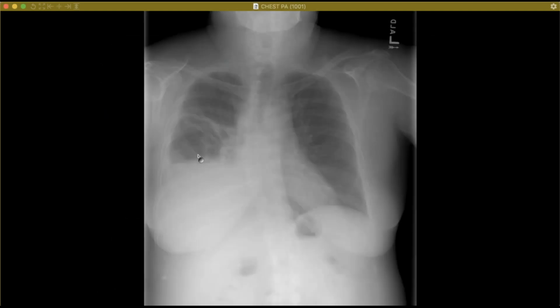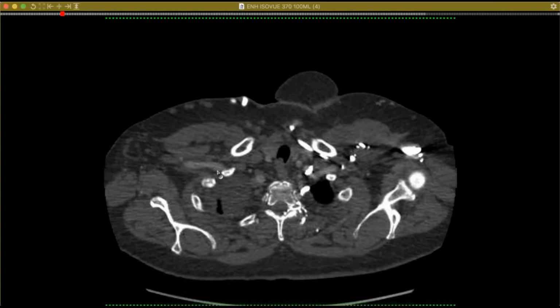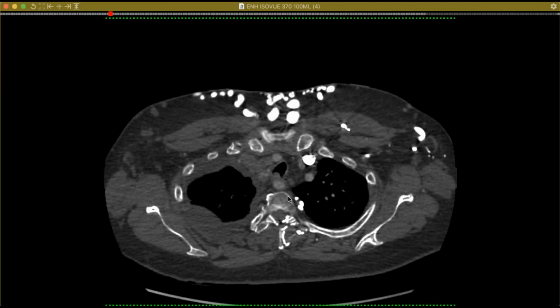Here's the chest radiograph. This is the PA view, and you can see there's an effusion. The right lung is a little bit smaller than normal. There's some volume loss in it as well. And then this is a CT scan. I'll change the window a little bit here. There's a bunch of collaterals in the chest wall. There's an aberrant subclavian artery.